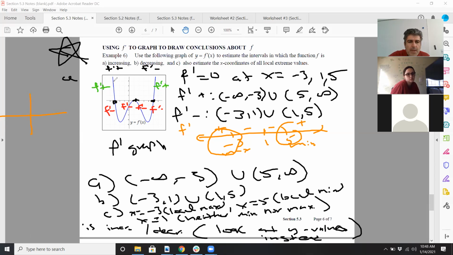It's supposed to be increasing until I get to -3. So here's -3. It's supposed to hit a peak, and then it's decreasing, and it kind of flattens out at 1. So it's going to maybe do something kind of like this here. And it's going to keep decreasing until I get to 5. And that's a min. And then it's going to start rising again.